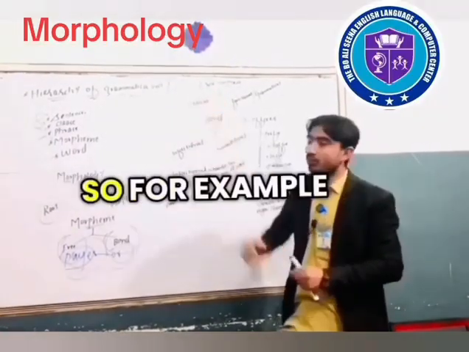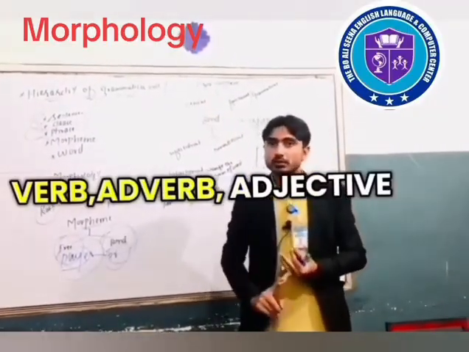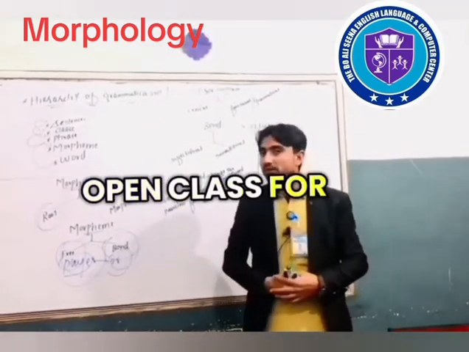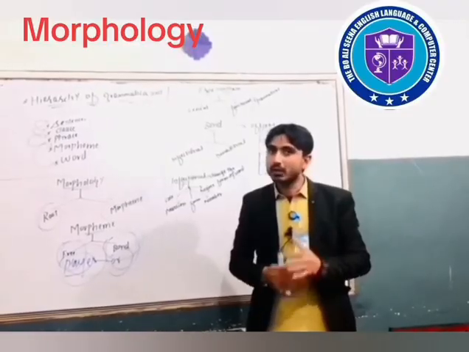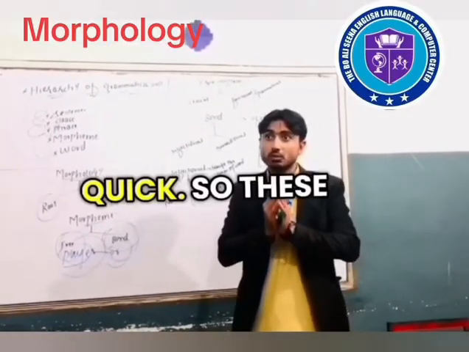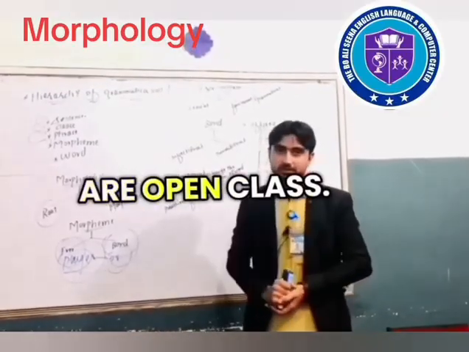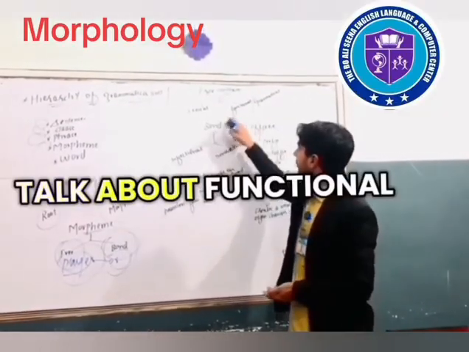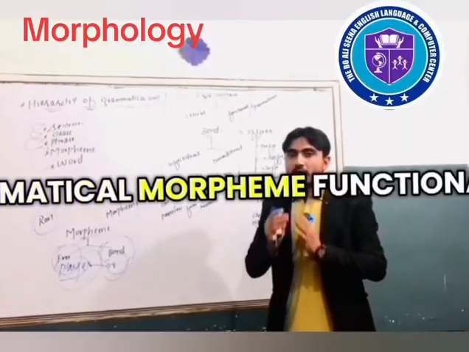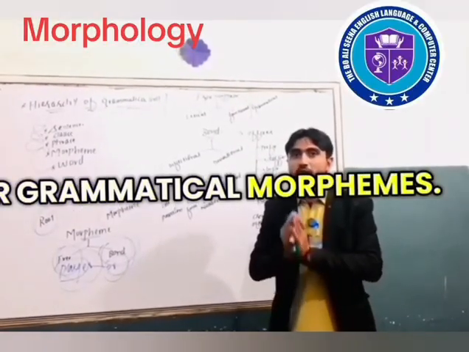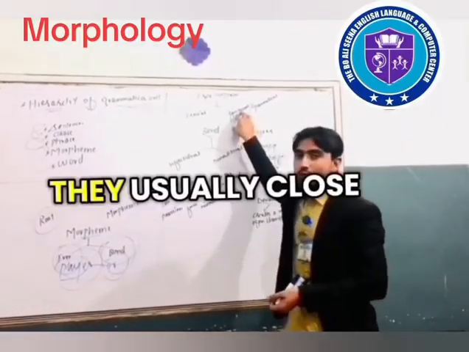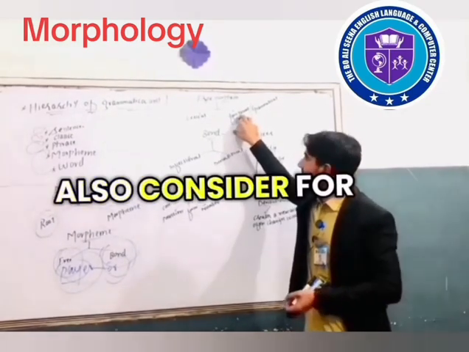They change their form. For example, verb, adverb, adjective. These are open class. For example, play, or watch, quickly, or quick. These are open class. If we talk about functional morphemes, which you can also call grammatical morphemes, they usually show the grammatical relationship. They are usually closed class, as you can also consider.